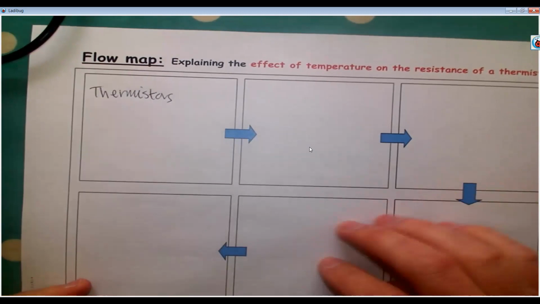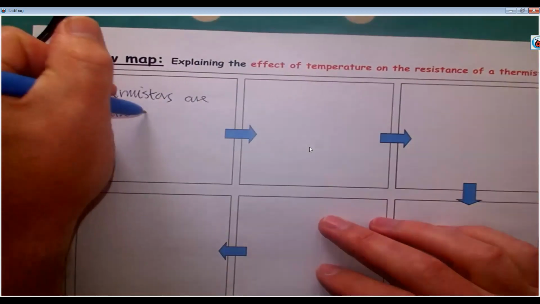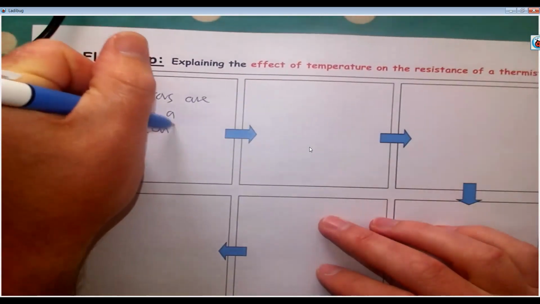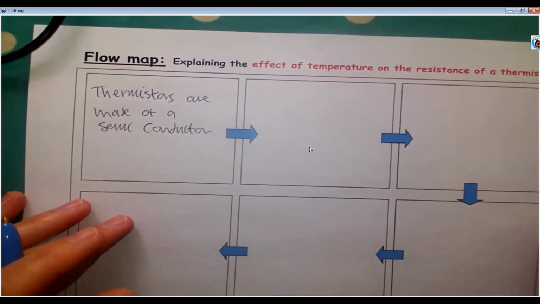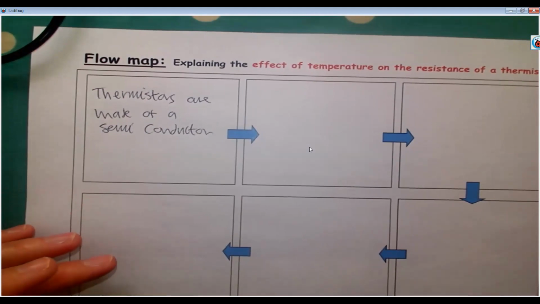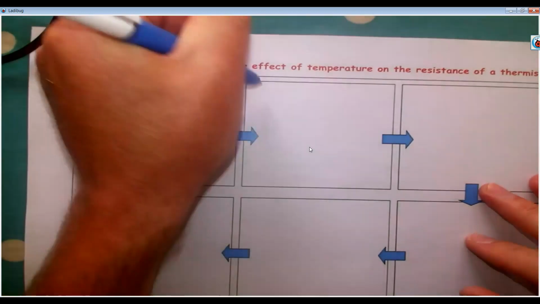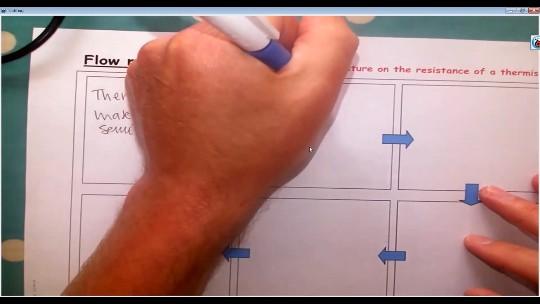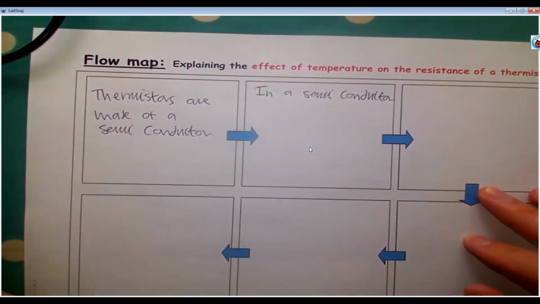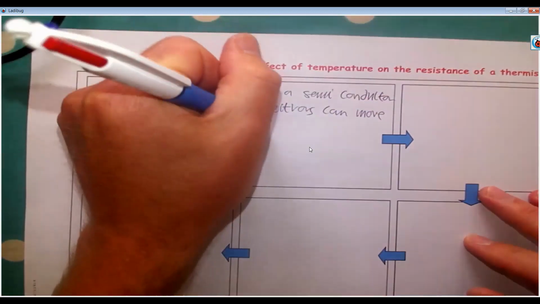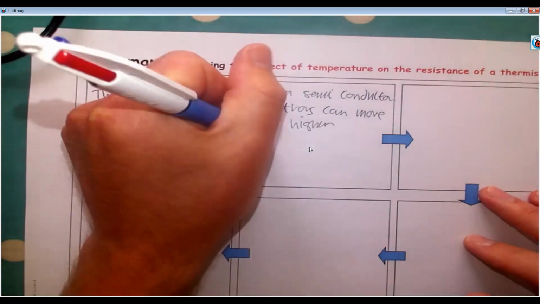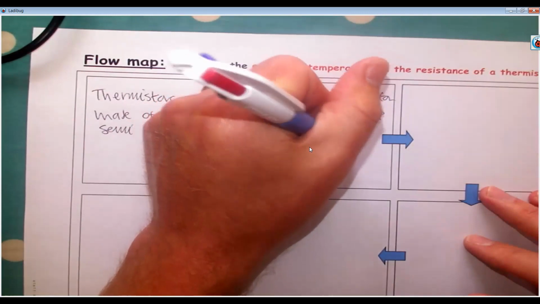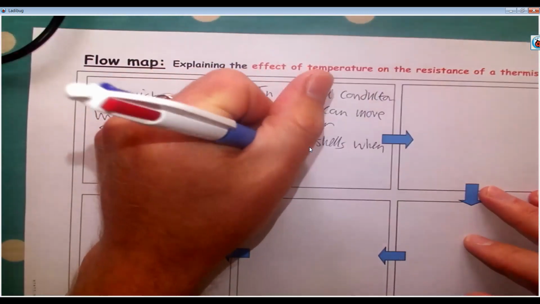Thermistors are made of a semiconductor. So in a semiconductor, how easily the charge can flow through it will vary under different conditions. In a semiconductor, electrons can move to higher energy shells when heated. So what does that actually mean?